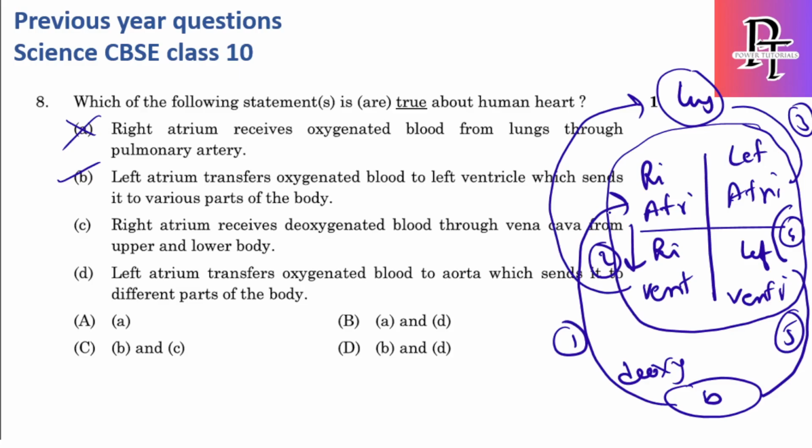Left atrium transfers oxygenated blood to aorta. Left atrium will not transfer oxygenated blood to the body. Left ventricle will transfer blood to the body. So hence this is also wrong. Okay, so the options are B and C. So this is aorta and this is vena cava.